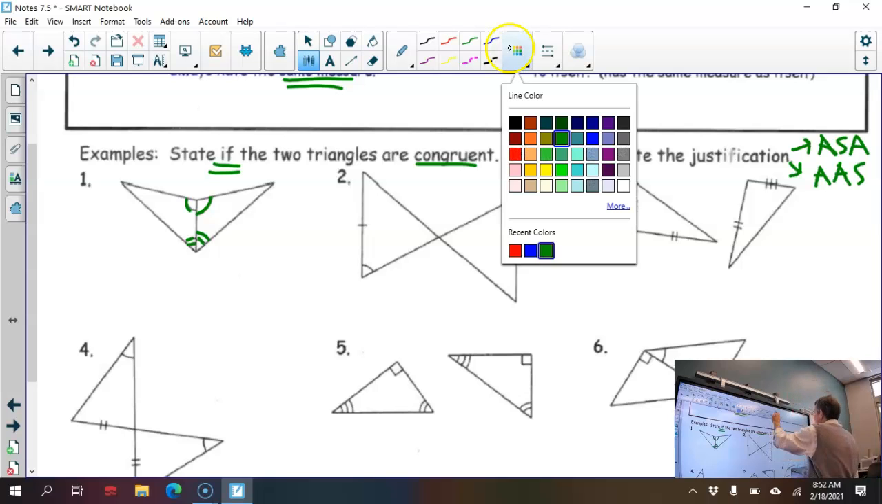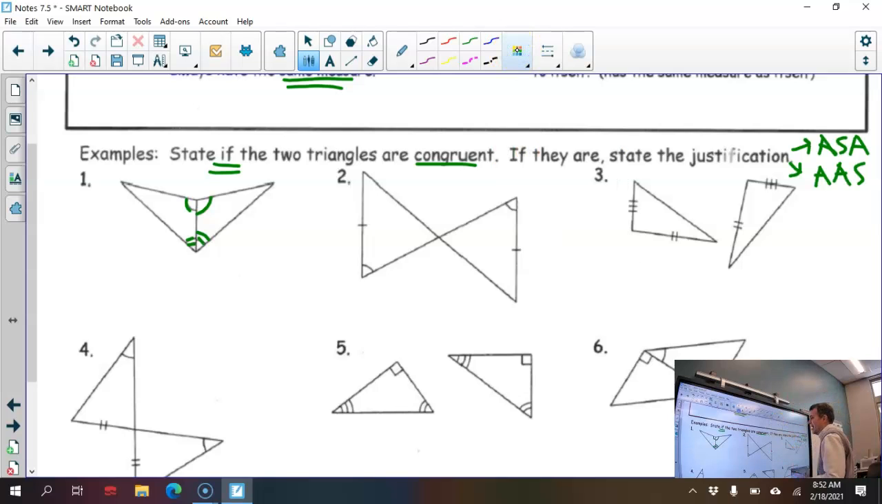Well, I claim yes. And in this one, I'm going to use the reflexive property. This side down the middle is part of both triangles. And because of the reflexive property, it is equal to itself. Obviously, this side down the middle is equal in the left triangle to the same length in the right triangle. So I'm going to mark it equal to itself.